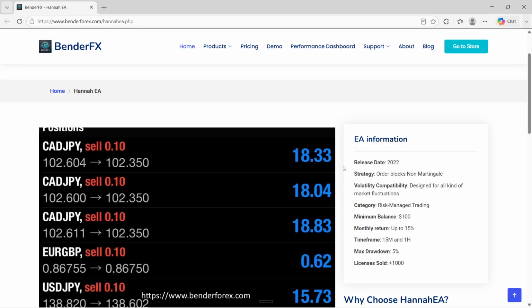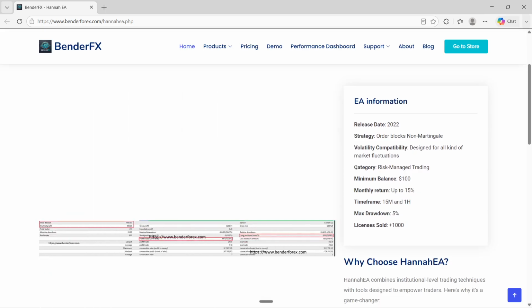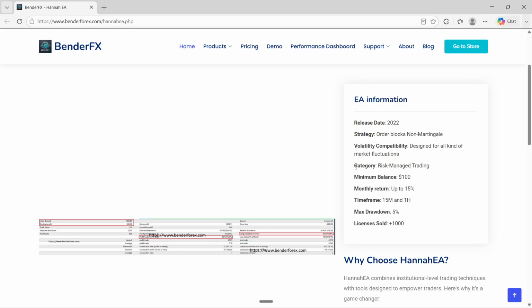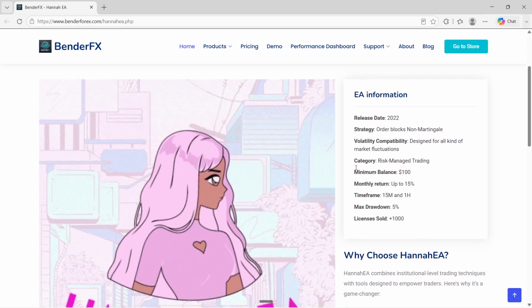Hey everyone, welcome back. Today we are reviewing the HANA EA from Bender FX. This is an order block-based system that uses a single shot non-martingale approach. So let's break it down.